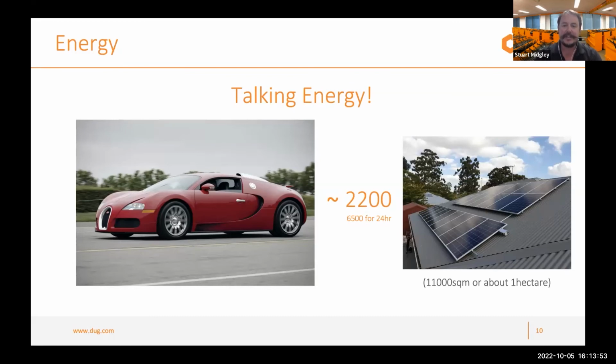To give you some idea, the approximate size of a solar panel is about 1.7 square meters. 2,500 or 6,500 solar panels adds up to about a hectare. So if you want to power your Bugatti Veyron on solar panels, you're going to need about a hectare of space. So that's 100 meters by 100 meters. So think about an Olympic swimming pool, which is what, 50 meters by 30 meters. So it's 2 Olympic swimming pools along each side.